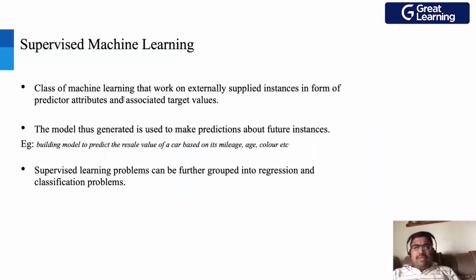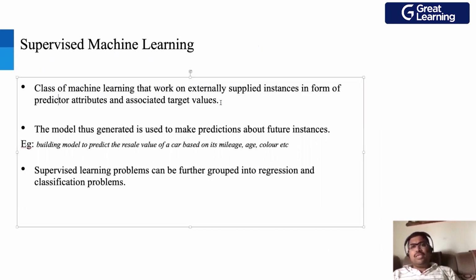Now supervised learning, what is this telling me? It's essentially the points that we discussed, and I'm just reiterating. It's a class of machine learning that works on externally supplied instances in the form of predictor attributes and associated target values. So there is a y variable, which is the target or dependent, and there are predictor attributes. It's just nomenclature, nothing more. You have the x variable, which is independent, and the y variable, which is dependent. The model thus generated is used to make predictions.